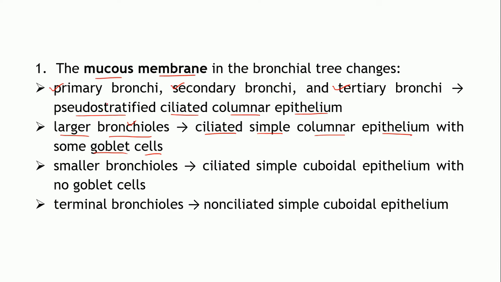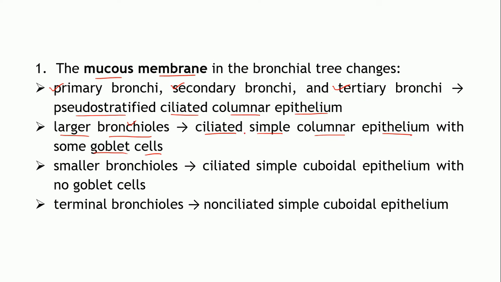Yes, pseudostratified is a type of arrangement of the cells wherein it looks like multiple layers, but actually it is a single layer of cells with different heights. That is why it looks stratified. Stratified means a number of layers. Okay, so pseudostratified ciliated columnar epithelium is present in these first three orders.